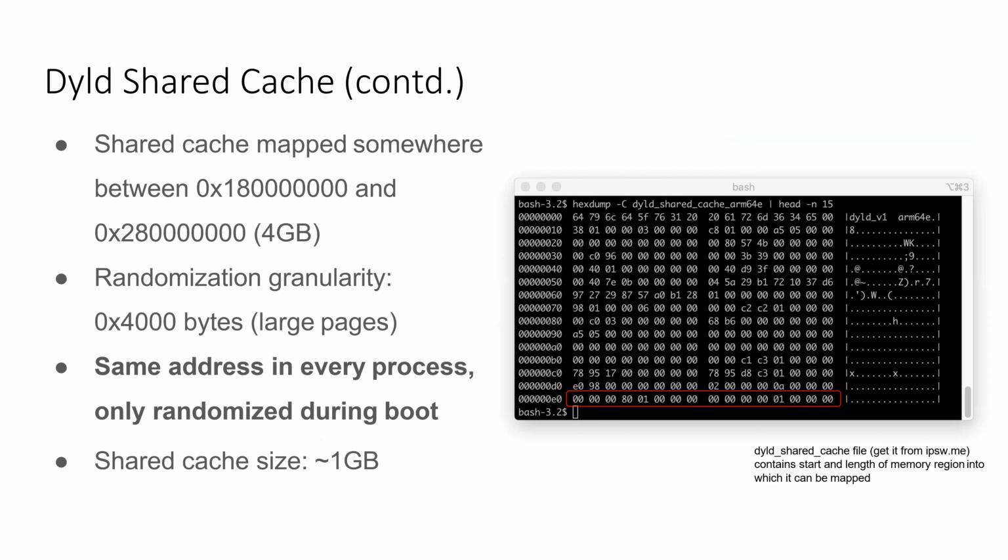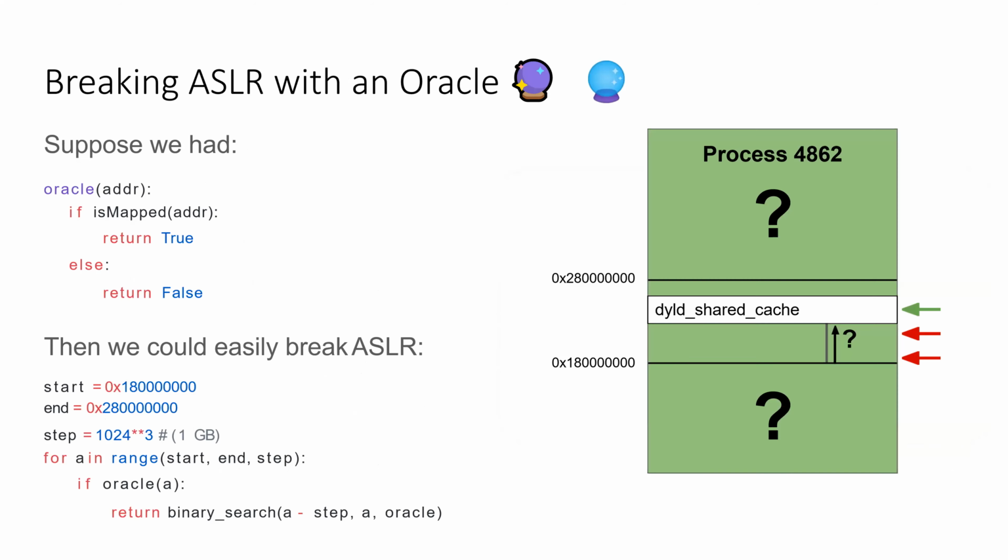The DYLD shared cache is only randomized once per boot. So if you have two different processes on the same device, the shared cache is at the same virtual address. And if you have one process that crashes and you have another one, and so on, the shared cache is always going to be at the same address, which makes it really interesting. Also it's 1 GB in size. It's gigantic, so it's not too hard to find in 4 GB regions.